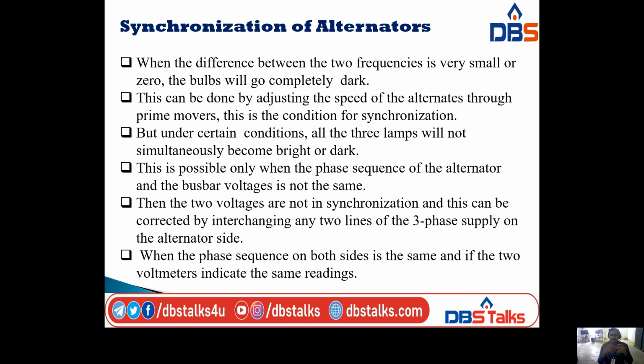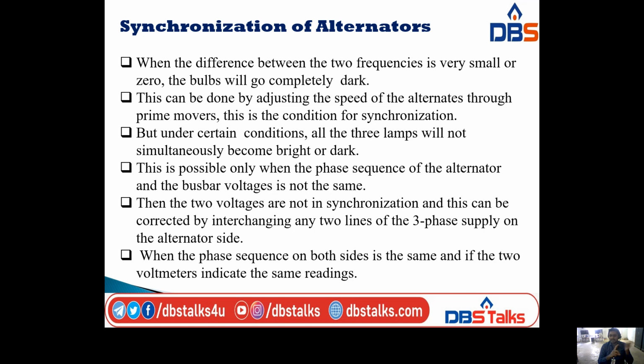Then the two voltages are not in synchronization, and this can be corrected by interchanging any two lines of the three-phase supply, either RY, YB, or RB, on the alternator side. When the phase sequence on both sides is the same, the two voltmeters indicate the same reading.